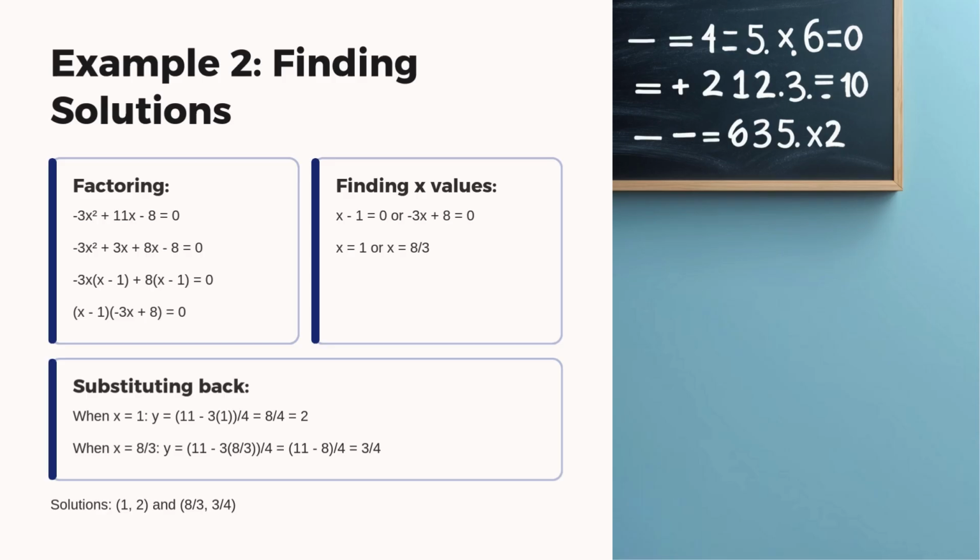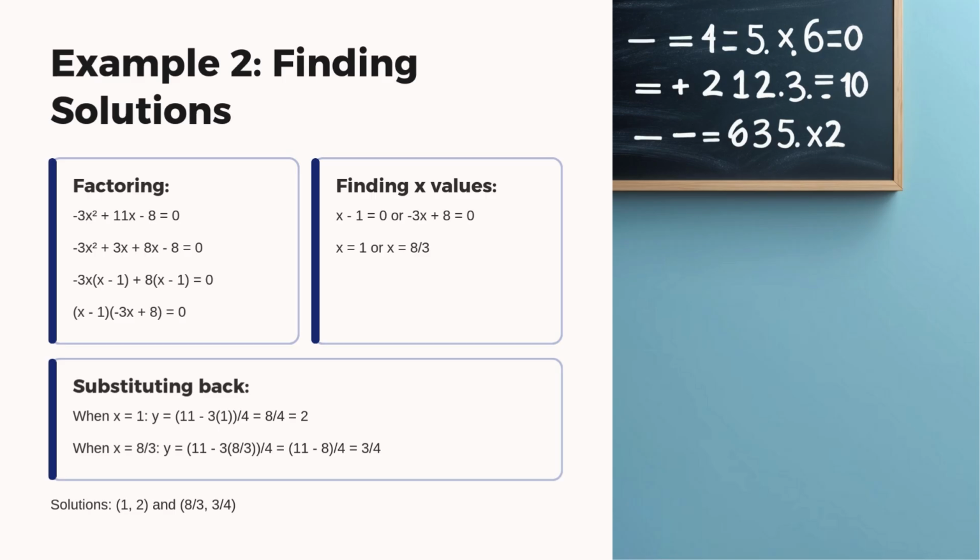Find the x values from the factored form. x - 1 = 0, or -3x + 8 = 0. This follows from the zero product property, which states that if a product equals 0, then at least one factor must be 0. Solve x - 1 = 0 to get x = 1. This is obtained by adding 1 to both sides to isolate x. Solve -3x + 8 = 0 to get x = 8/3. This results from subtracting 8 from both sides to get -3x = -8, and then dividing both sides by -3.